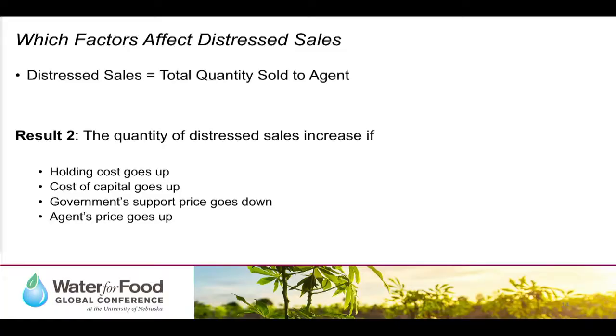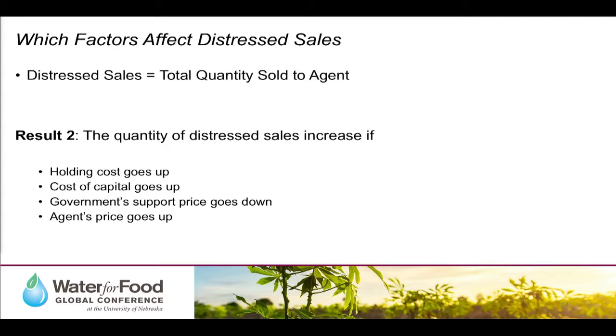Given these decisions, we can quantify the amount of distress sales as the total quantity sold to the outside agent, and we can show how this quantity changes with the model parameters. The first thing that we show is if the farmers incur a higher holding cost, they will be more inclined to sell to the outside agent because they don't want to hold it for a longer time. If the cost of capital goes up, again, the farmers would want to sell more to the outside agent because, again, they don't want to hold for a longer period of time.